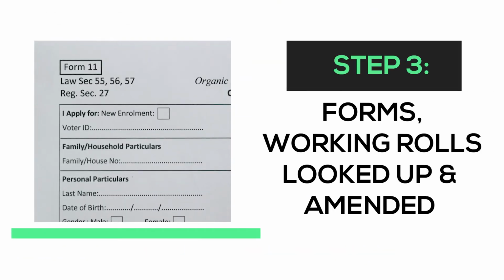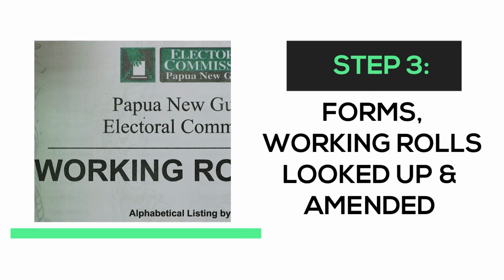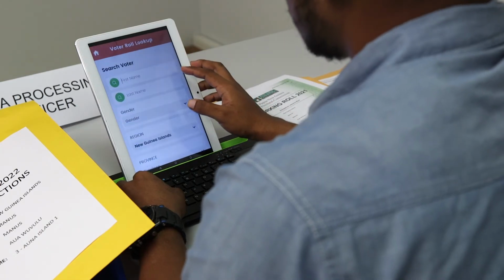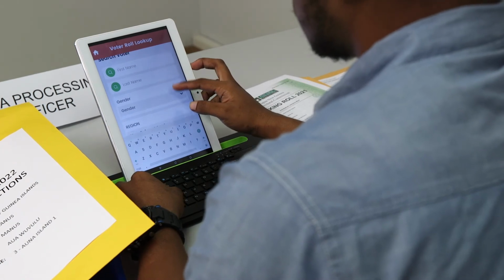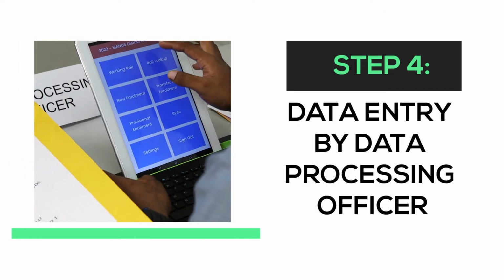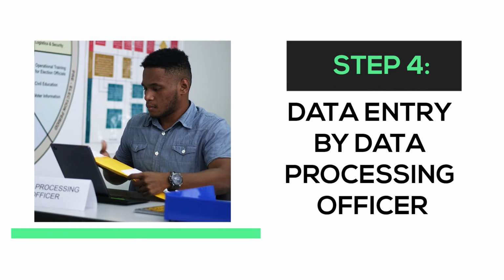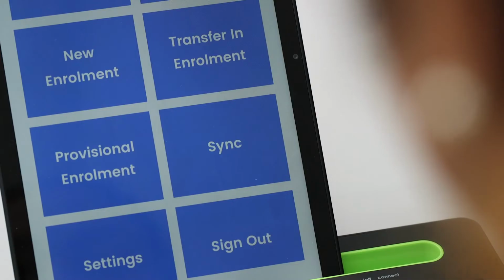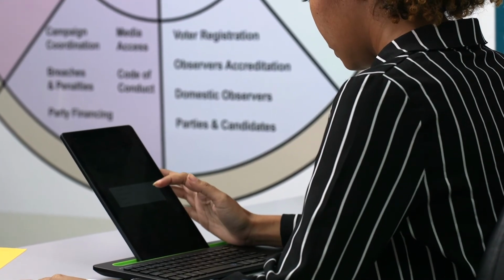Step 3. Forms and working rolls are looked up and amended if needed. Before being processed for data entry, the quality checkers perform a roll lookup of the Form 11s to ensure these are processed in accordance with enrolment procedures. Step 4 is data entry by DPOs. After the forms and working rolls are reviewed and looked up for quality assurance purposes, the data processing officers enter the data into the provincial application. The data is entered for each ward and synchronized when the data entry for that ward is finished.